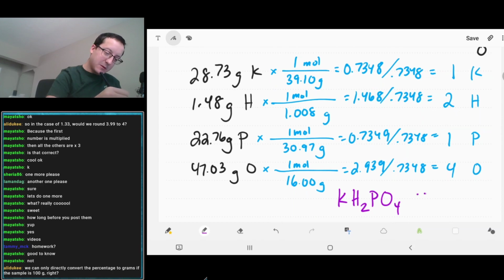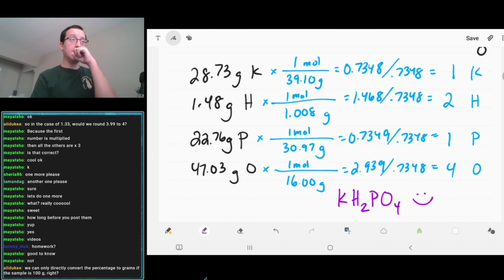So thankfully with these ones, the math worked out nicely. In this case, we did not have any crazy decimals that we needed to use that chart above to multiply by. So these ones worked out nicely.